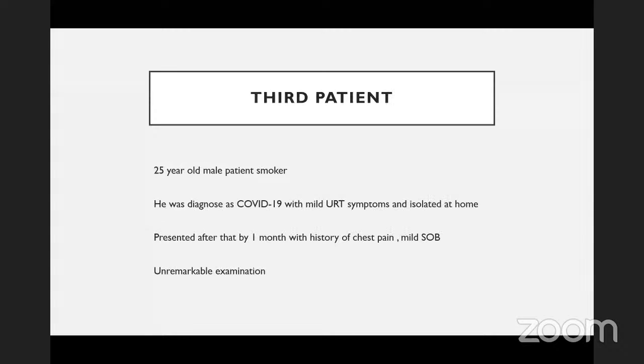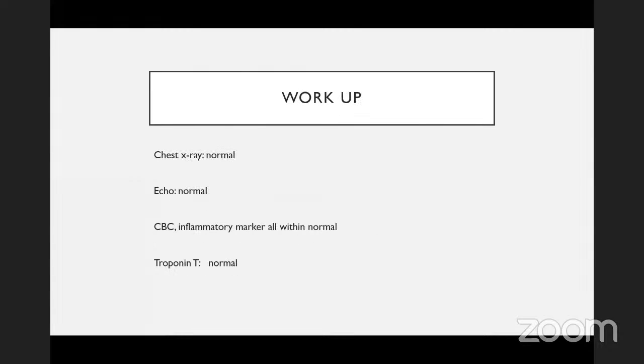We will go to our third patient, a 25-year-old male, a smoker. He was diagnosed with COVID-19 with mild upper respiratory tract symptoms and isolated at home. He presented around 1 month later with a history of chest pain and mild shortness of breath, with an unremarkable examination at that time. His chest X-ray was normal, and his echocardiogram, CBC, and all of the inflammatory markers were within normal limits. His cardiac enzymes were also within normal limits.